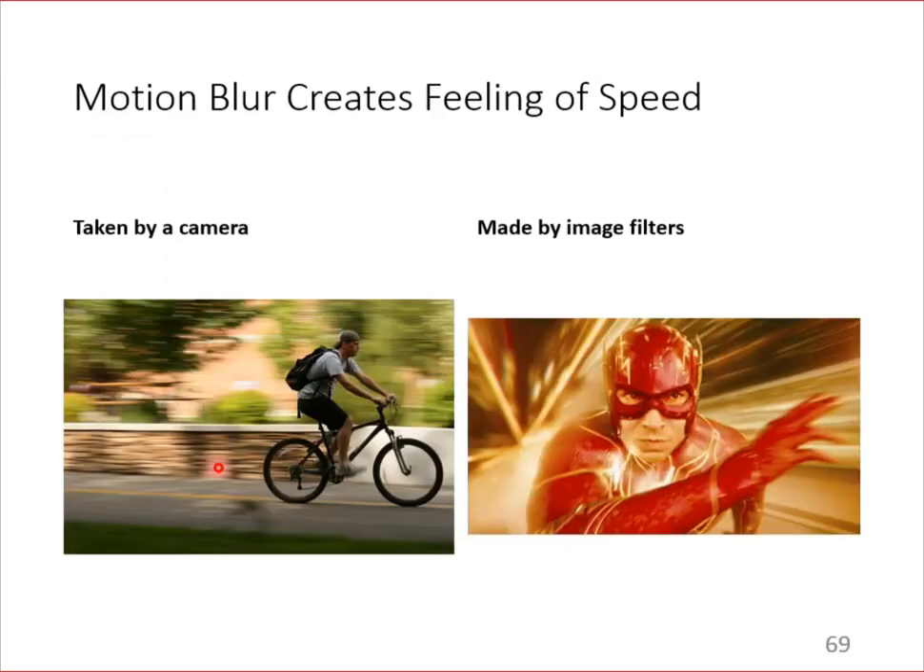And another example is for motion. Looking at the background, you have a feeling, okay, the cyclist is moving forward quickly. And this is a movie ad flash, okay. And you see the long lines in the background. It also gives you a feeling, okay, the guy is moving very fast. So how to do it?